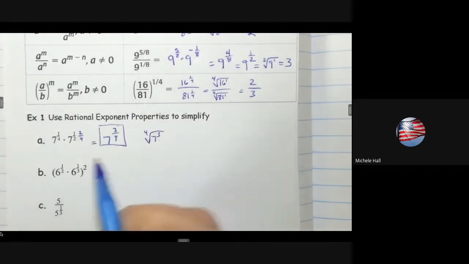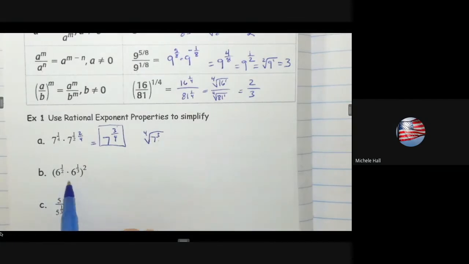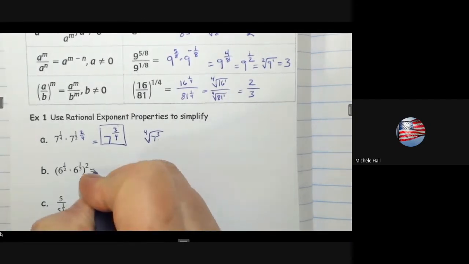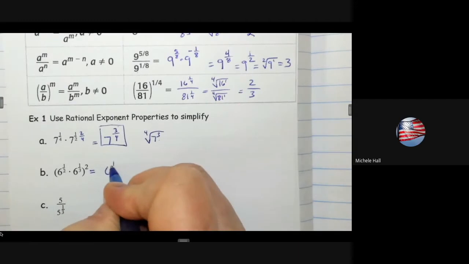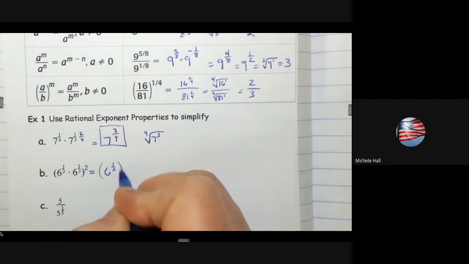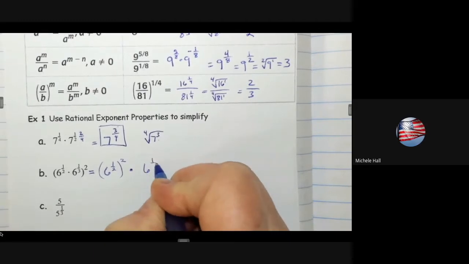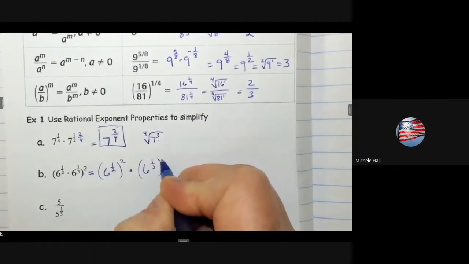All right, now we have a product being raised to a power. I could start with the product and find that common denominator and combine these together, but I think I'll go and raise it to the power first. So that's going to be 6 to the 1/2 raised to the second power times 6 to the 1/3 raised to the second power.